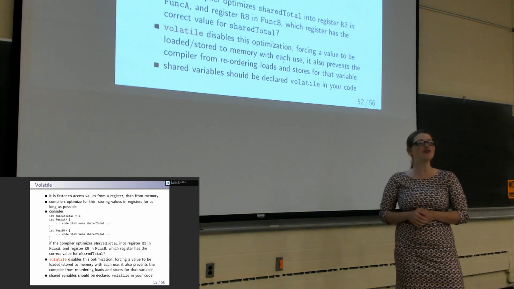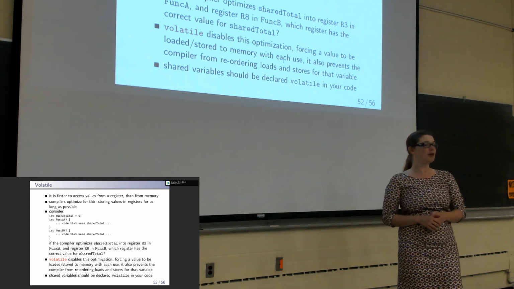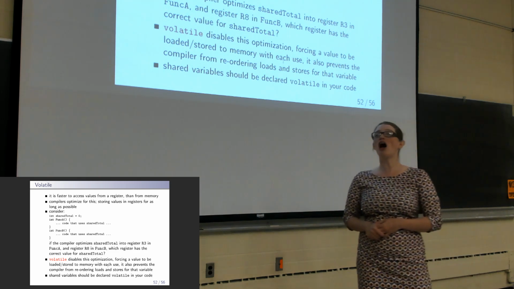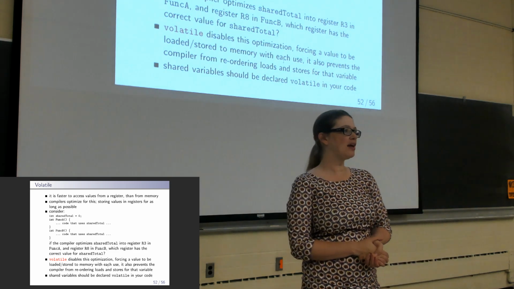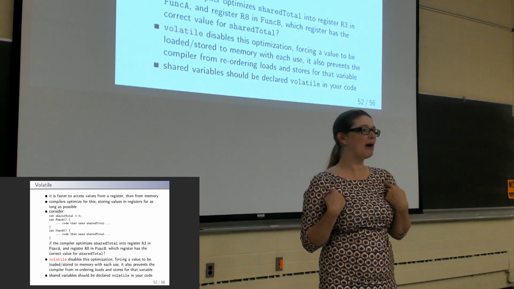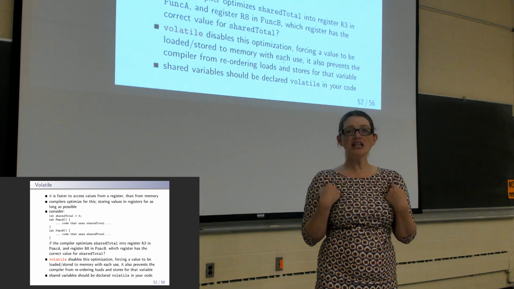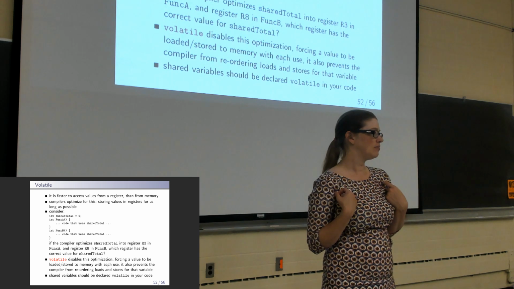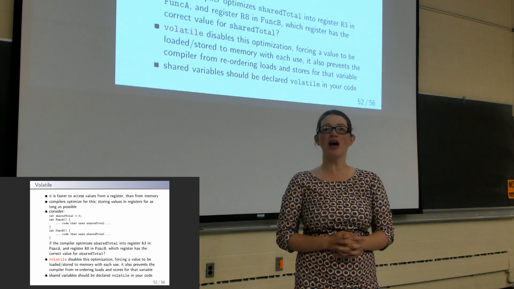If you would like to disable the register allocation optimization for a shared variable, you use the keyword volatile. And if you've looked at all of our examples through these slides so far, you will notice that every shared variable we have is volatile. We're not solving race conditions in our code by making things volatile. It doesn't solve a race condition. Volatile disables an optimization. That's all it does.